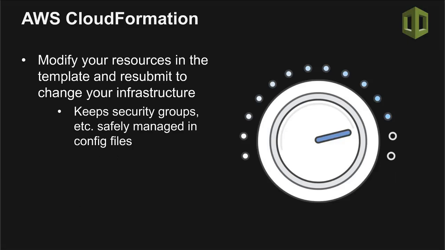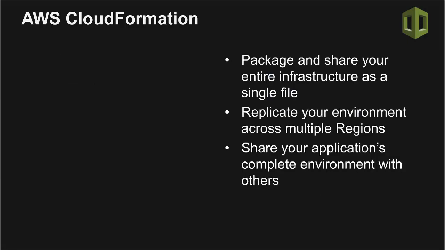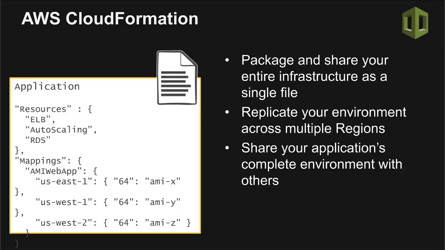You can also modify your resources in the template and then update your CloudFormation stacks to actually change your running infrastructure. So instead of having to manually do these changes through the web console, you can now just do them through updating your CloudFormation stacks. You can package your entire infrastructure in a single file. You can keep that file in your version control system, thus treating it as code. And you can share that file with your team.